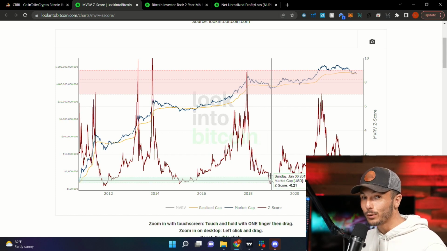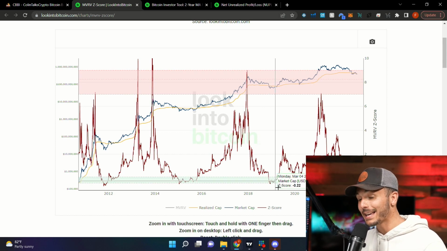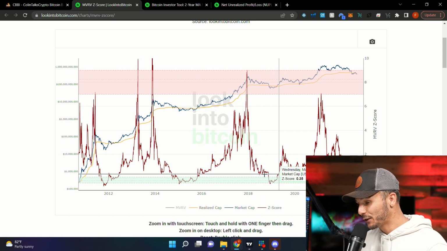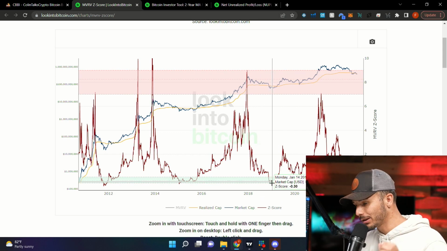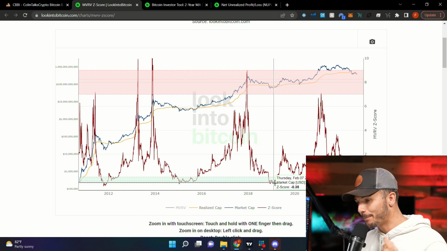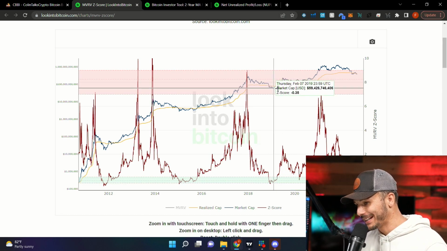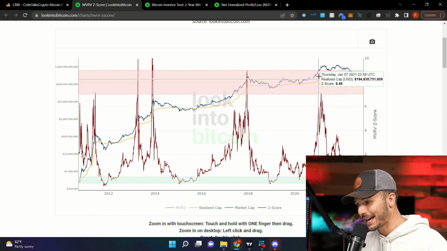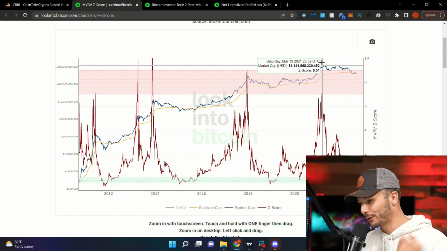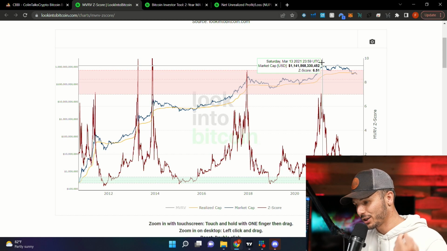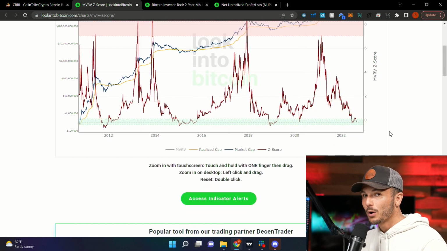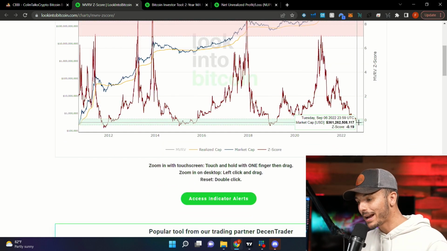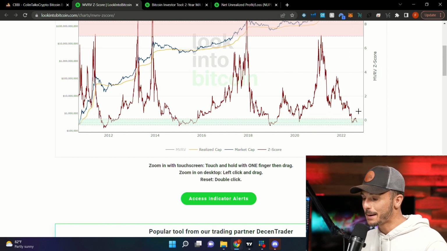And then that green area would be the best time to buy historically, right? And if you're buying down here while the Z-score line is in the green, you would have been buying the bottom of this bear market, and you would have ridden it all the way up until you touched that red line again, which called the top almost perfectly right here in 2021. And now we are currently sitting right inside this green box.